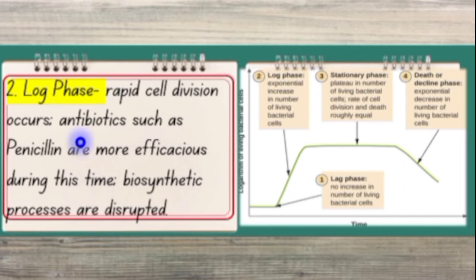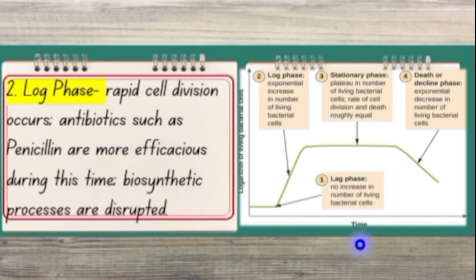Okay, so that's the time wherein most antibiotics are more effective, because this time there are what we call biosynthetic processes occurring. So this is the appropriate time to disrupt their biosynthetic processes. Okay, so this is the log phase wherein there is a sudden increase in the number of bacterial living cells.